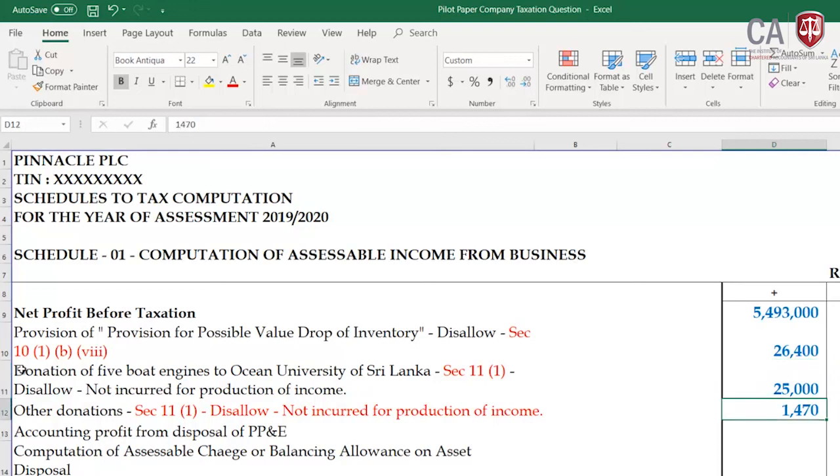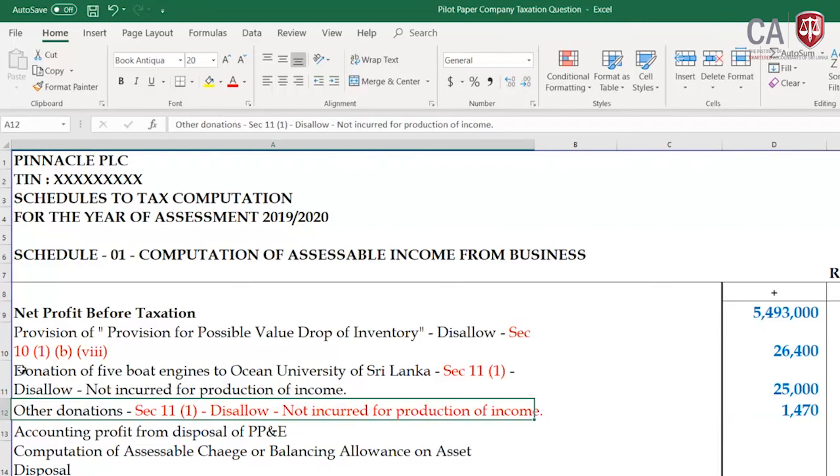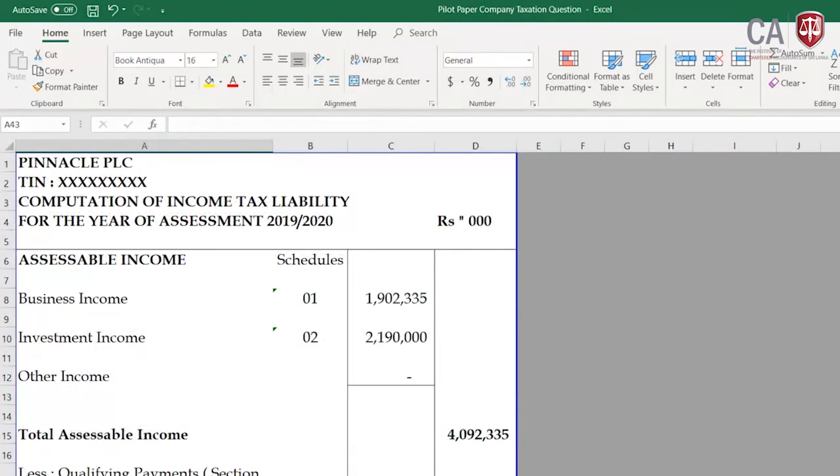Then in the same way, the other donation in the income statement, section 11, subsection 1, should be disallowed, not incurred for the production of income. These are the two donations that should be disallowed in arriving at business income. Now I have told the importance of the format. What is the importance of the format? Now go for your taxable income.